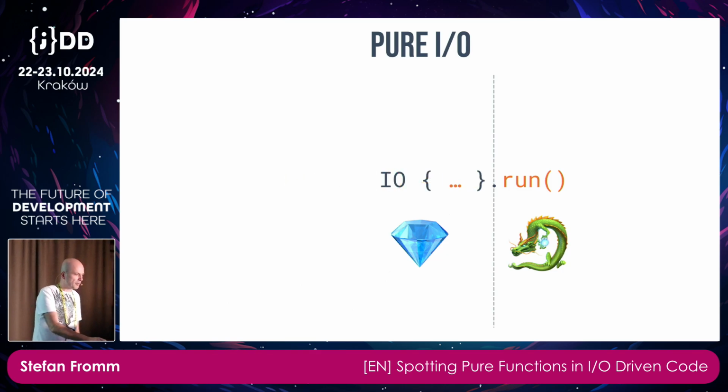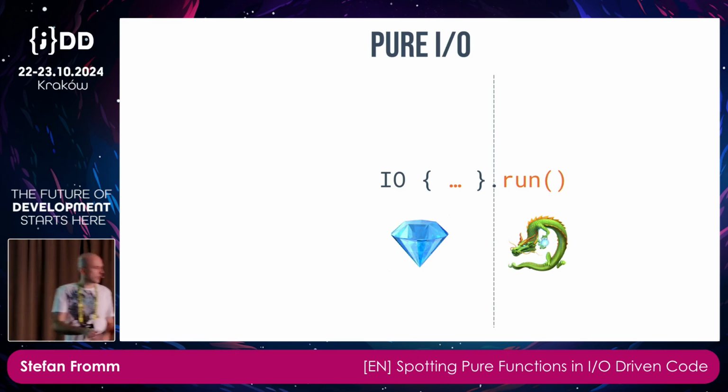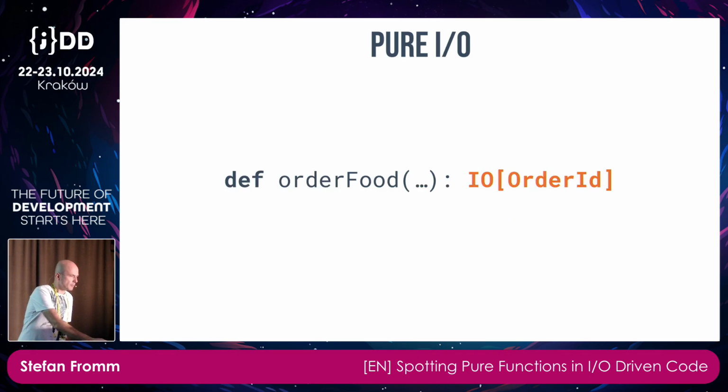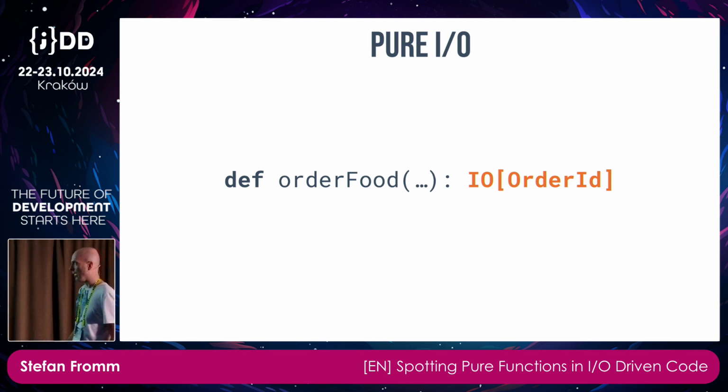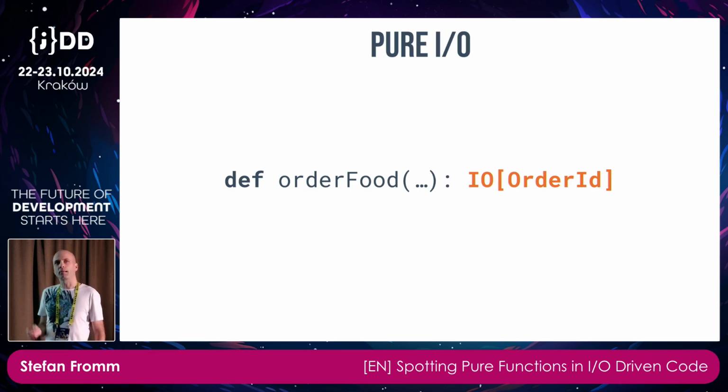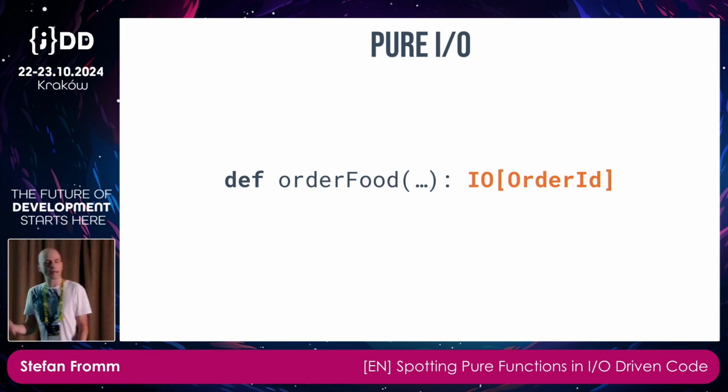And I give some syntactic sugar for the next examples. I will instantiate IO by just passing braces and some piece of code inside, okay? So my method order food on the facade, instead of returning an order ID, will return an effect description that does nothing. Only when I run it, it will produce the order ID.